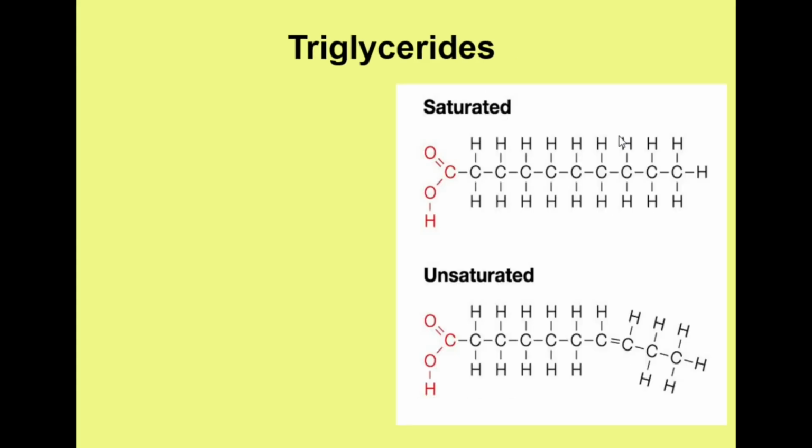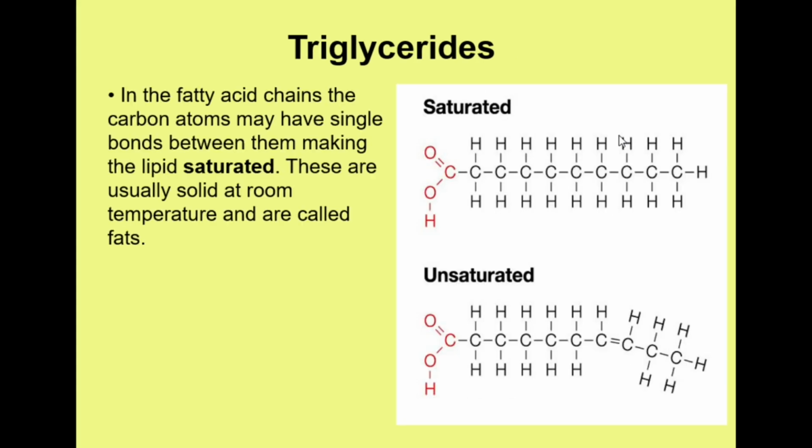with hydrogen. If we move on to the next slide, then what we can see here is a comparison between a saturated single fatty acid and an unsaturated fatty acid. So in the fatty acid chains, we can see here the carbon atoms may have single bonds between them. And if this is the case, which we can see here, that lipid will be saturated. These are usually solid at room temperature and are called fats. And like I said, we typically get those from animal products.